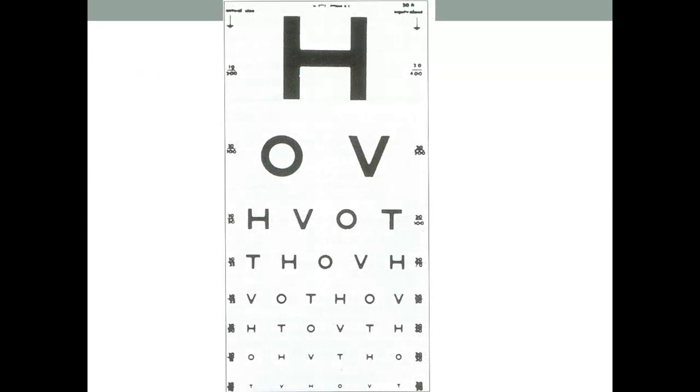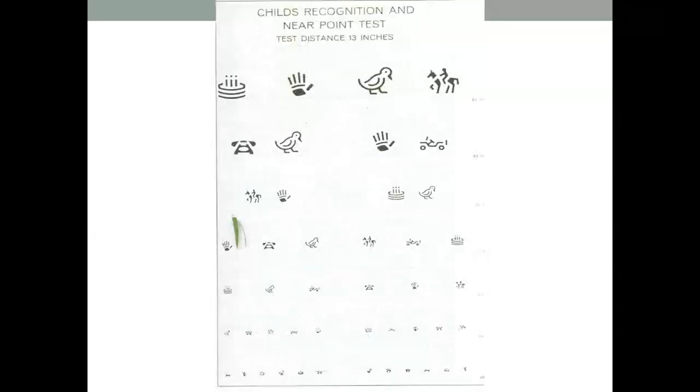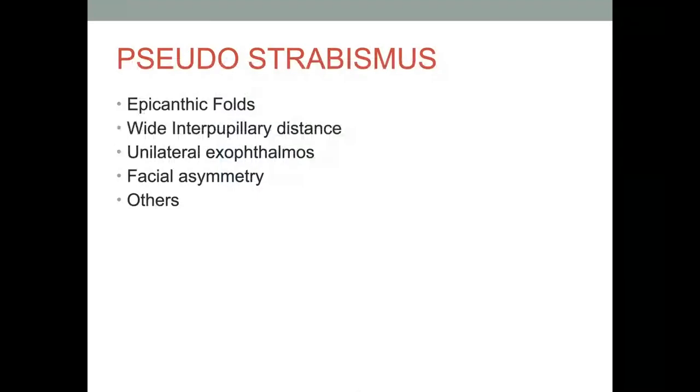So this is just one of the tests that we use in the kids that can just about read the HOTV chart. We can use the tumbling E's. They love this one. You give them a card to point to the animal they're seeing, or if they can tell you the animal, and they really love this picture chart.